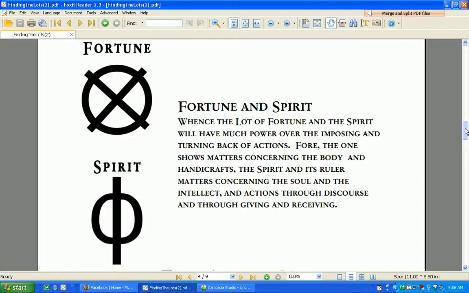It's the road that we are attracted to. It's the path that we find ourselves attracted to that leads us to our fortune. And spirit represents the person traveling. So as you can see, it says rules matters concerning the soul and the intellect, and actions through discourse and through giving and receiving. So soul, intellect, discourse, so we're talking about the mind and we're talking about behavior.